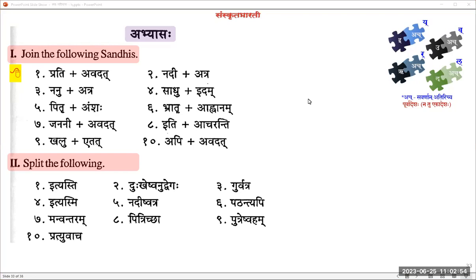So now we will do some abhyasas, very easy ones. Prati plus avadat, crowdsourcing. Pratyavadat. Very good. Pratyavadat. So Yakara for Ikara. Nadi atra. Nadyatra. So it's important. You see, Hrasva Ikara also Yakara. Dirgha Ikara also Yakara.